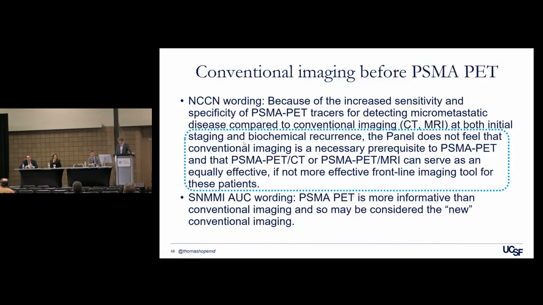I do like the phrasing in the NCCN here about conventional imaging. The panel does not feel that conventional imaging is a necessary prerequisite to PSMA PET, and PSMA can serve as an equally effective, if not more effective, frontline imaging tool for these patients. You will get pushback from insurance companies who want you to get a CT and bone scan prior to getting a PSMA PET. That's why this verbiage was put in the NCCN guidelines: do not get CT and bone scan prior to getting a PSMA PET. Nonetheless, I'm sure we will still be fighting insurance companies for another 6 years, but that is what it is.